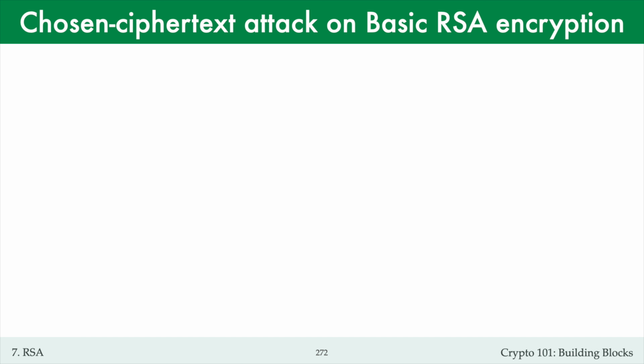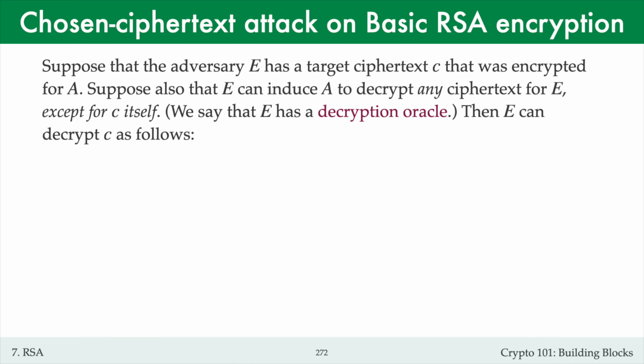The second attack on basic RSA encryption is a Chosen-ciphertext attack. Suppose that the adversary Eve has a target ciphertext C that Bob encrypted for Alice. Suppose also that Eve can somehow induce Alice to decrypt any ciphertext for Eve, except for C itself. I'll say that Eve has access to a decryption oracle. Eve can decrypt C as follows.